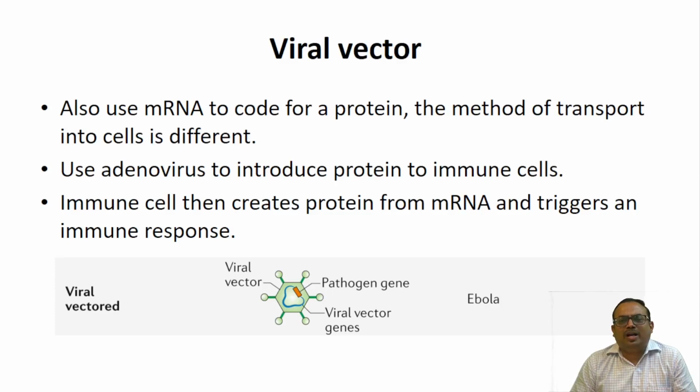Now, what is a viral vectored vaccine? A viral vectored vaccine is also using messenger RNA to code for the protein, but the method of transportation into the susceptible host is rather different. Here, they use an adenovirus, which is a harmless virus, to introduce the protein into the host immune cell. The immune cell then creates protein from the messenger RNA and triggers an immune response like normal. Examples of viral vectored vaccines include the Ebola vaccine as well as the AstraZeneca COVID vaccine.